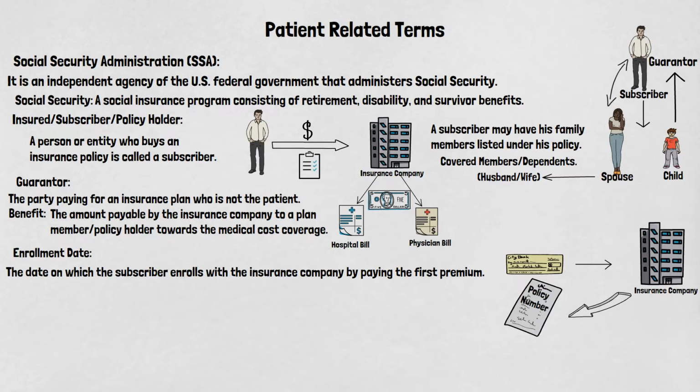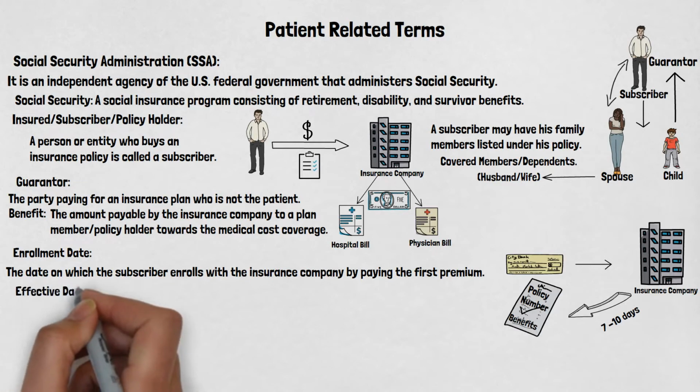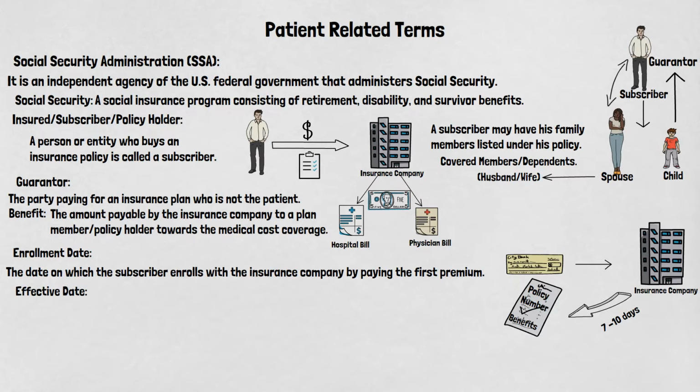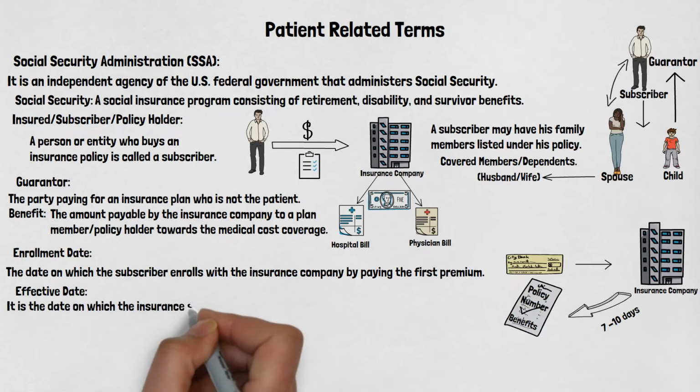This process may take a week to 10 days time. Once the policy number is generated, insurance coverage becomes effective. That means benefits will be activated from that day, also known as effective date or start date.